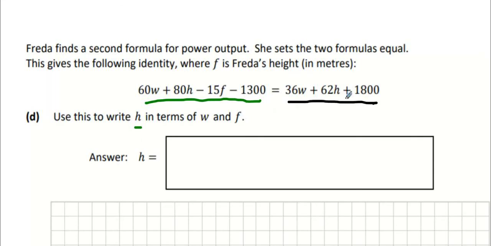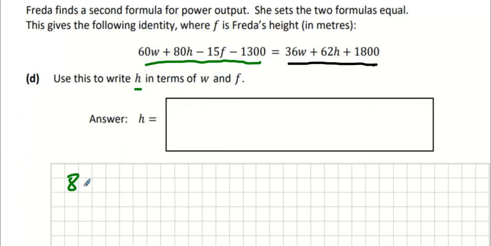So the first thing we're going to do is move anything that has an h onto the left-hand side. So see the 80h? 80h stays. The 60w has to go to your side, the 15f has to go to your side, the 1300 has to go to the other side, and the 62h has to change sides.